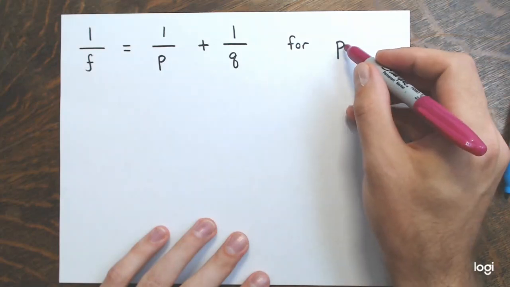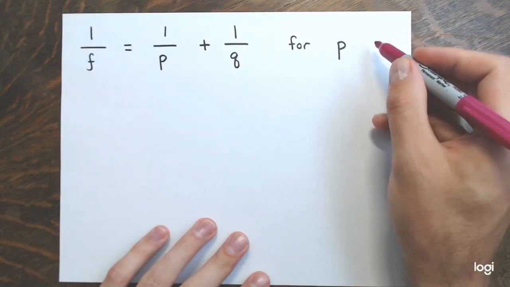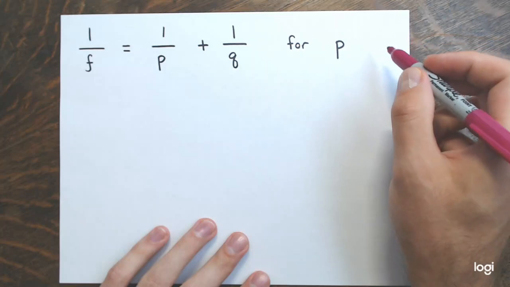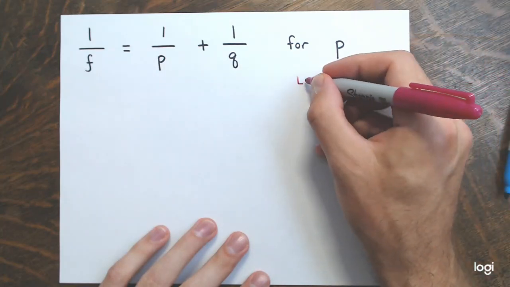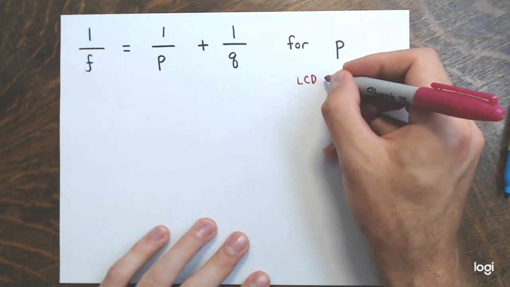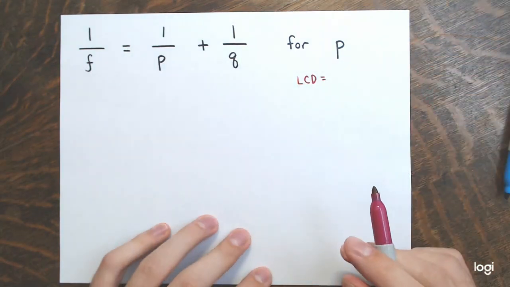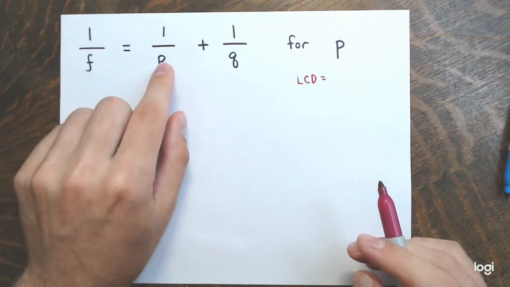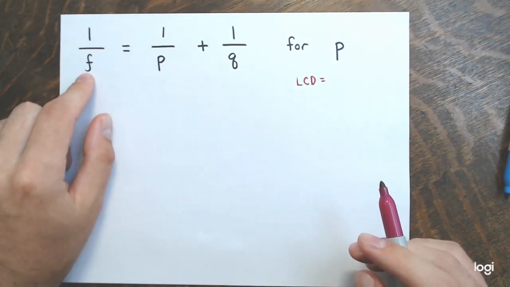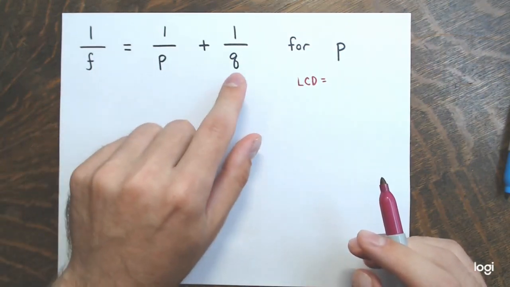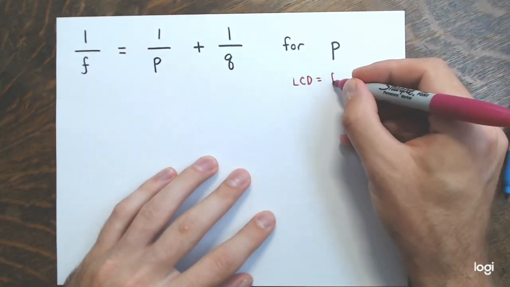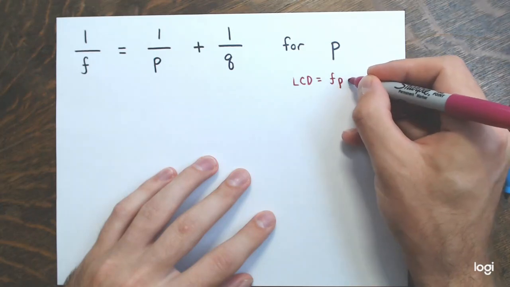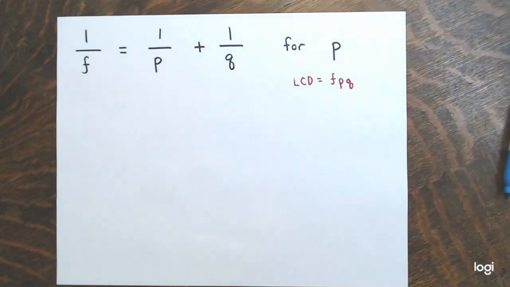Alright, so I want to get p alone equals, and then something involving just f and q on the other side, no p. Alright, so first the LCD. I'm going to go through the same procedure. Now, if you were to factor all these, right, well, f is just f, p is just p, and q is just q. So the LCD would just simply be made up of f times p times q, or fpq, all to the first power.